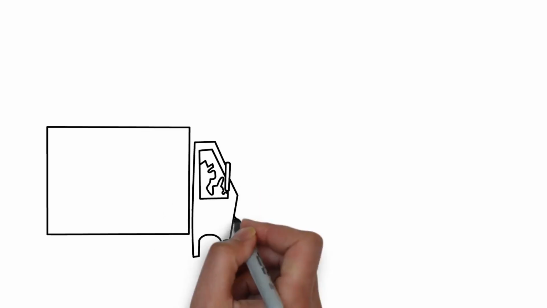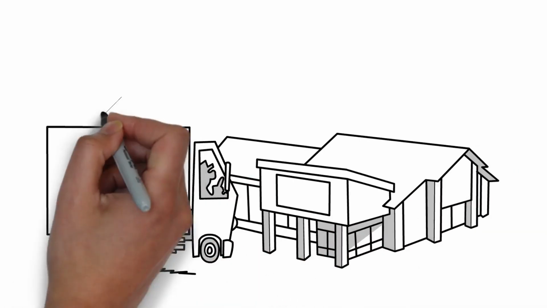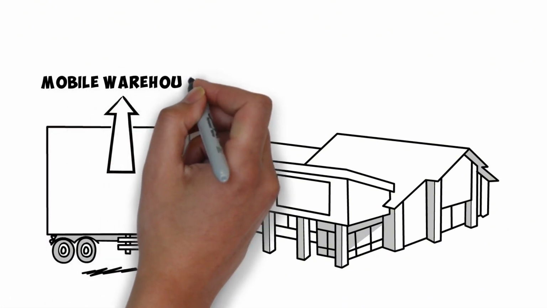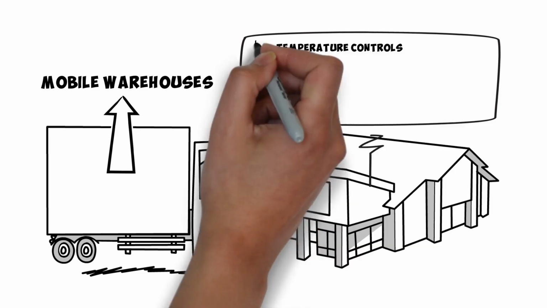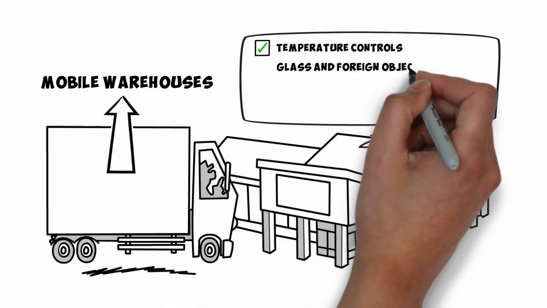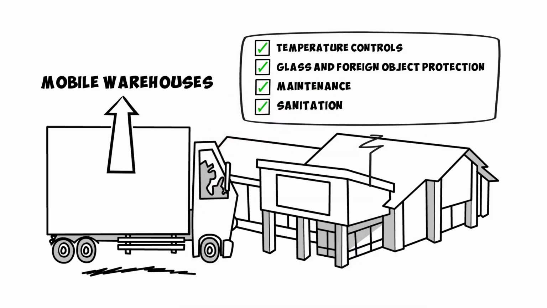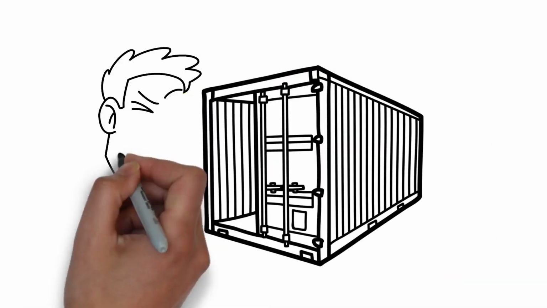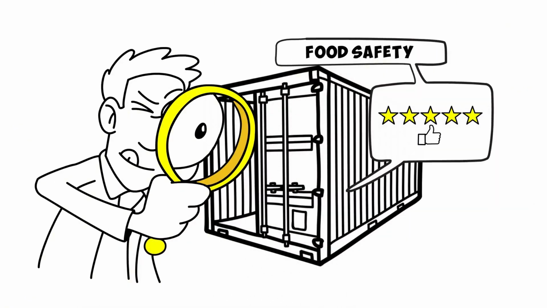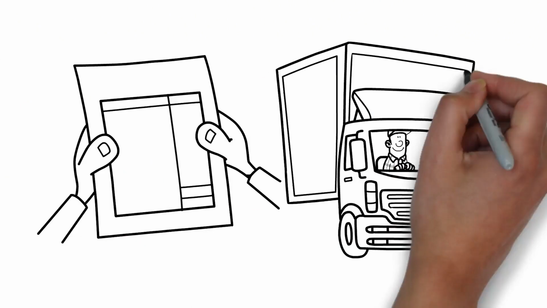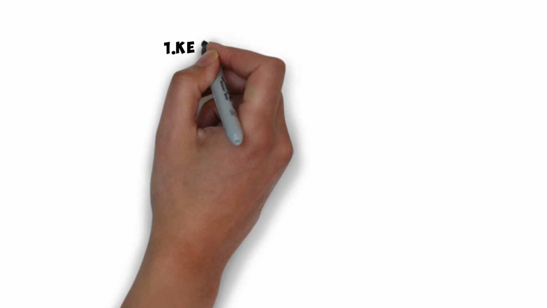Second, process guidance. From the time product or returned equipment is on the transport vehicle container, they should be thought of as mobile warehouses. We employ the same practices as we do in the warehouse, including temperature controls, glass and foreign object protection, maintenance, and sanitation. The cleanliness of our containers is paramount to food safety and product quality compliance. Before we start loading, there are a few important checks to make sure everything is up to this standard.